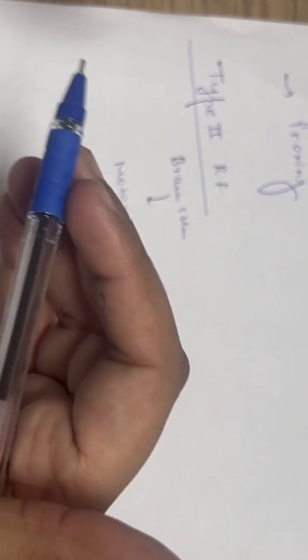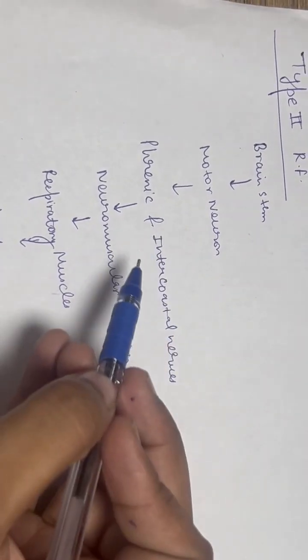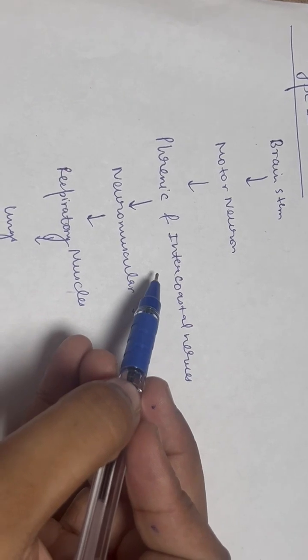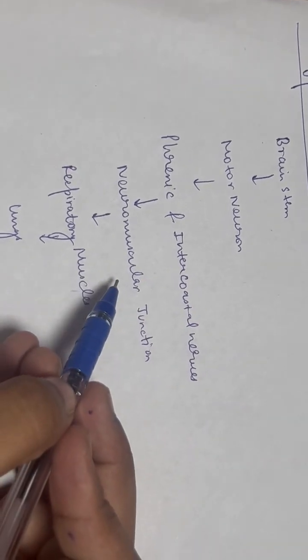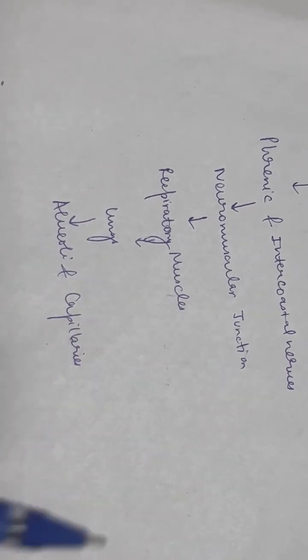Now we are diving into the topic of type 2 respiratory failure. I will take you to the very basic thing, and that is कि ब्रेन स्टेम से मैसेज जाता है मोटर न्यूरॉन पे, मोटर न्यूरॉन से मैसेज जाता है फ्रेनिक एंड इंटरकॉस्टल नर्व्स पे, उससे जाता है न्यूरोमस्कुलर जंक्शन पे, फिर रेस्पिरेटरी मसल्स पे, फिर लंग्स पे, फिर एल्वेलाई और कैपिलरीज पे.